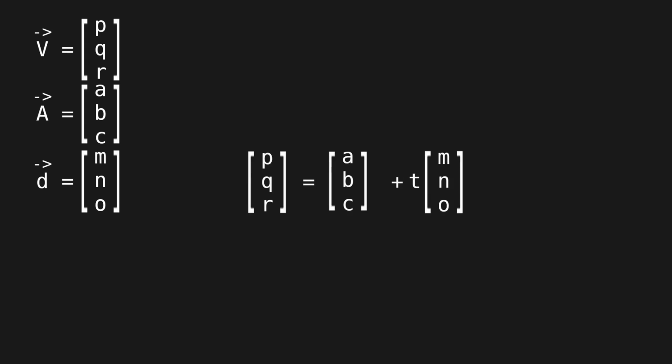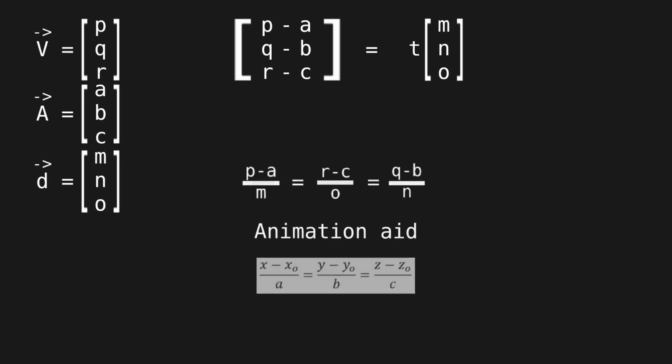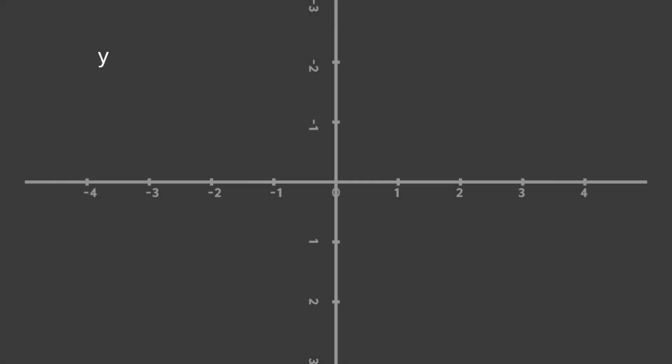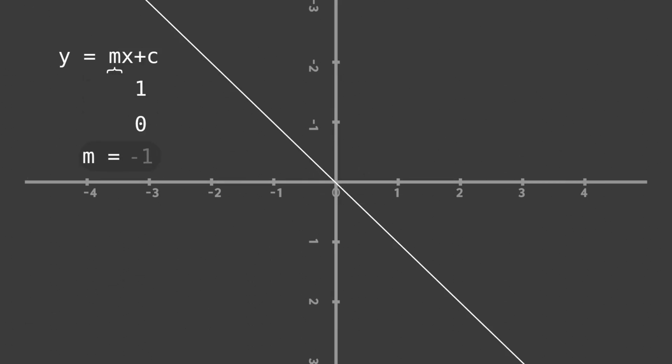In symmetric form, the equation of a straight line is, this equation works for 3D, though we won't use it here. In 2D, the equation of a line is y equal mx plus c. Here m is the slope. Slopes are the rate of change of the graph. In other words, derivative.